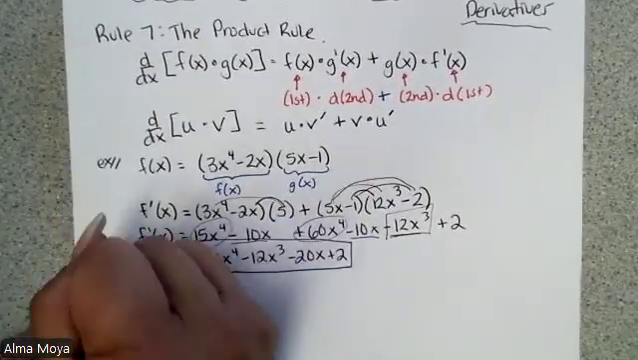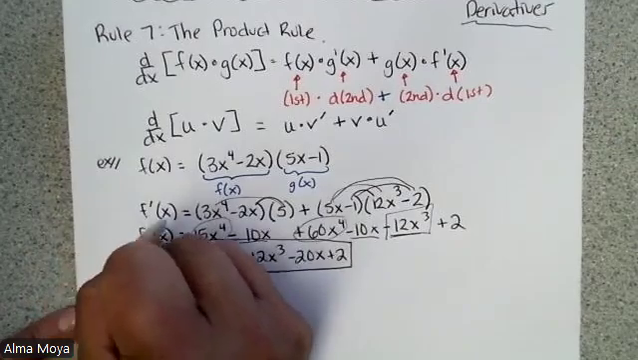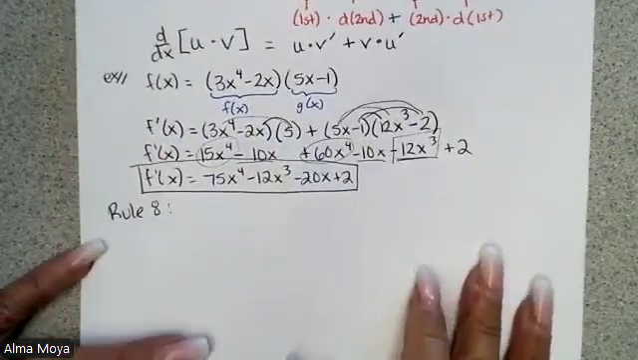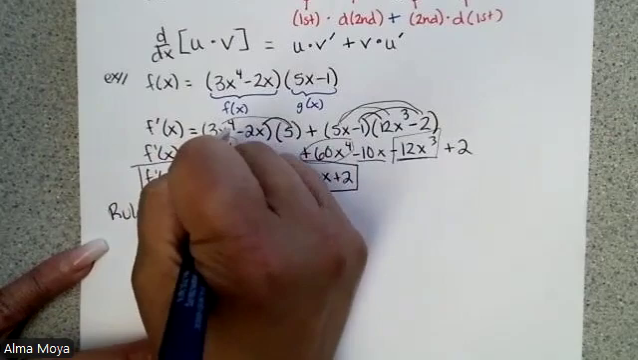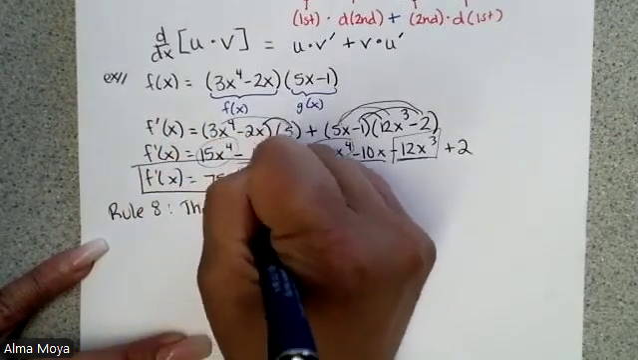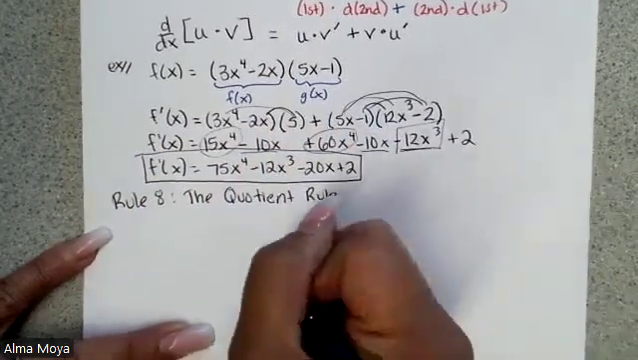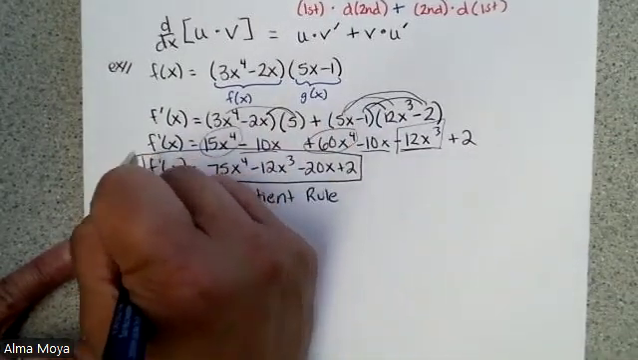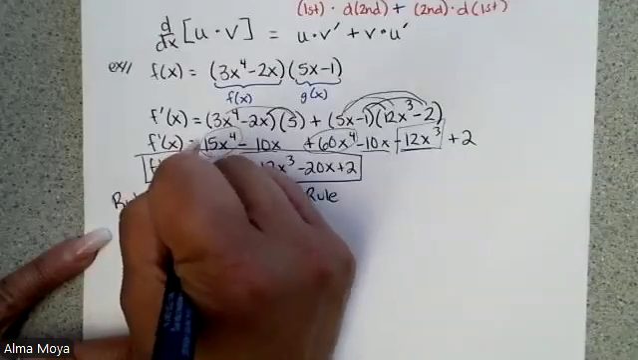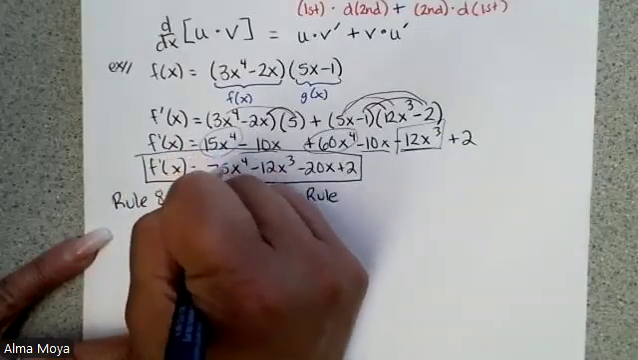Rule number 8 is now going to be the quotient rule. Quotient means to divide. So the quotient rule, once again, we're going to have f of x and we are dividing it by g of x.